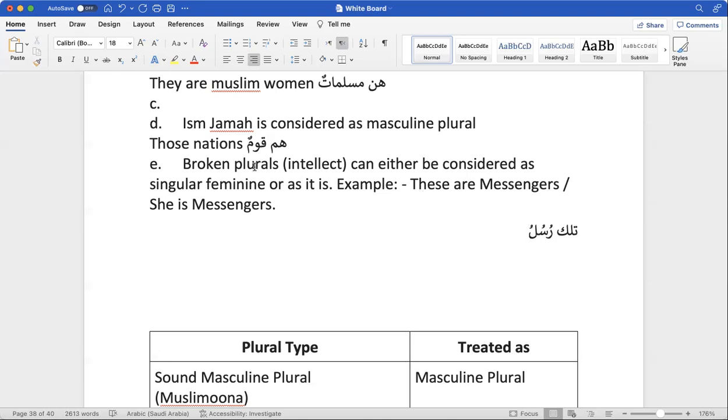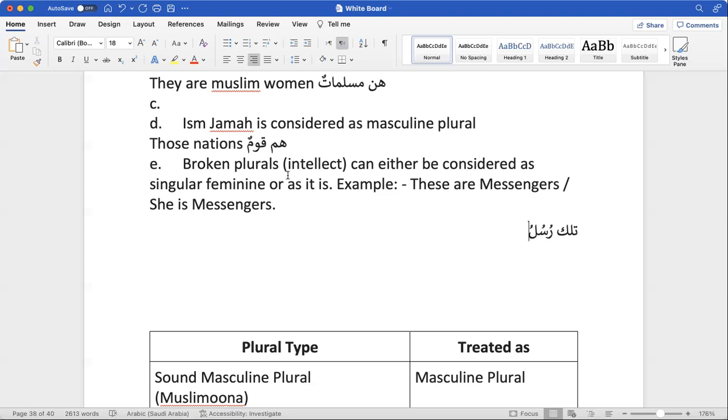So human broken plurals can be treated either as singular feminine, or as plurals as they are. So far clear? So here we won't use masculine singular, but masculine plural we can use here. For rusulu, exactly, I can write ulaika rusulu. That's perfectly fine also. Zalika is singular masculine, so we won't use it.